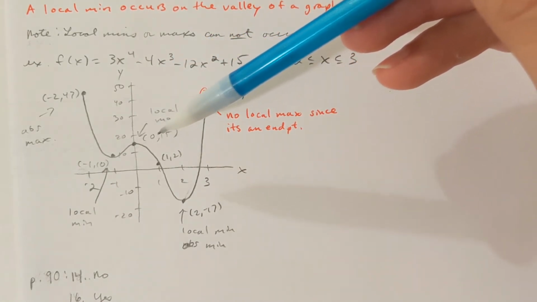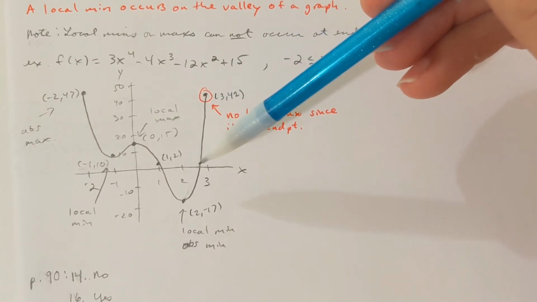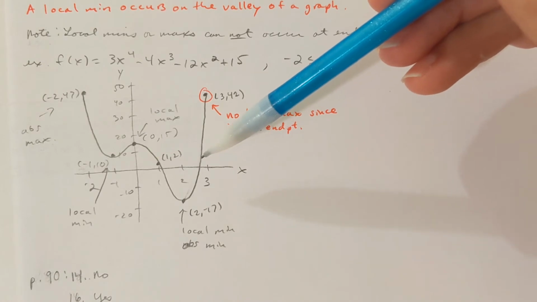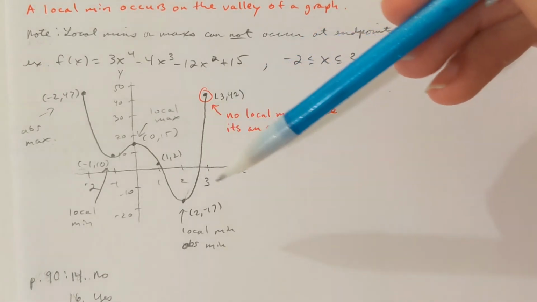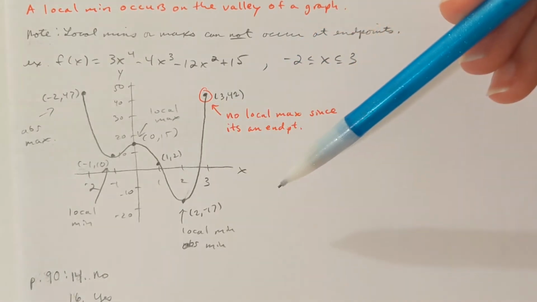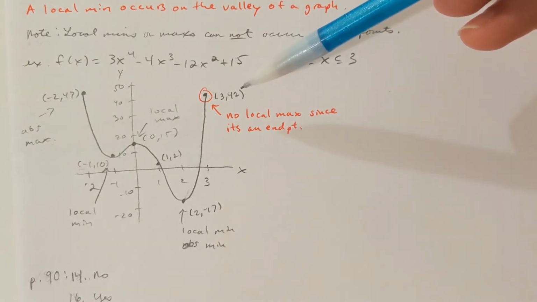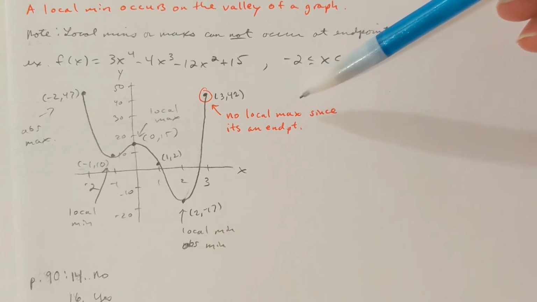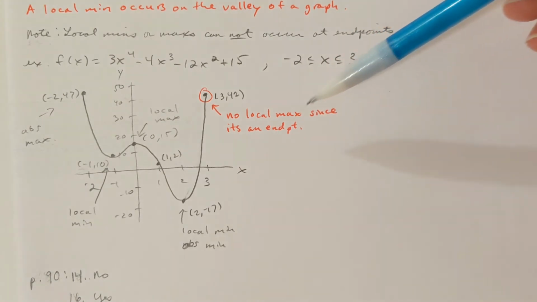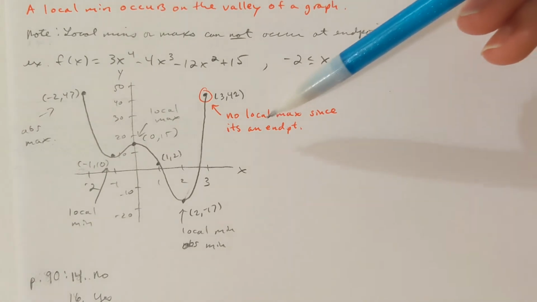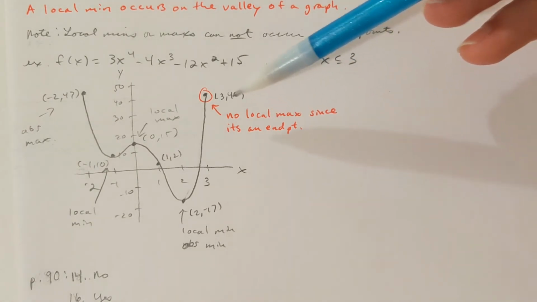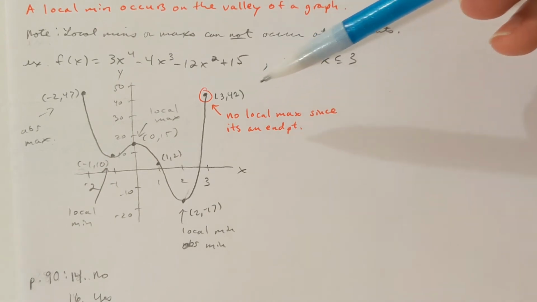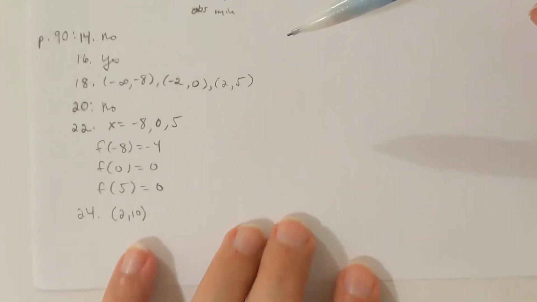Negative 1, 10 and 2, negative 17, neither of those points occur at endpoints, and so those would be local mins. This point 3, 42 is not a local max or a local min. It's nothing, since it is an endpoint, but it's not the highest or lowest point on the graph.